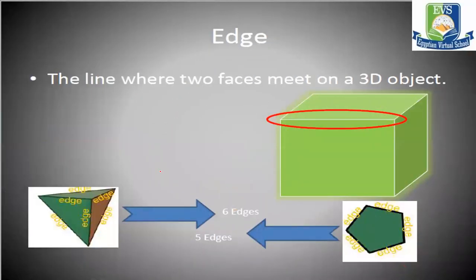Another thing, it's the edge or the side, the line where 2 faces meet together. This is a side or an edge, and this is a side or an edge. This is an edge, and this is an edge.